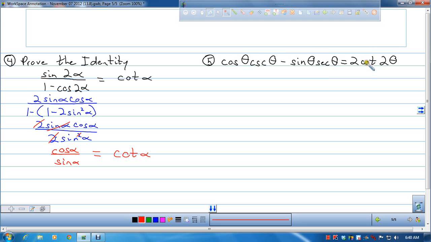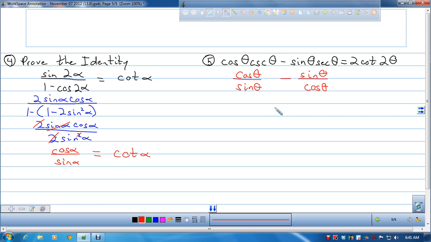For one, we haven't gone over tangent, cotangent, double angle formulas. So let's go ahead and tackle this. Cosine times cosecant is cosine times 1 over sine, right? So this is the same as cosine theta over sine theta, because cosecant is 1 over sine. This one likewise would be the same as having sine theta over cosine theta. Same thing.